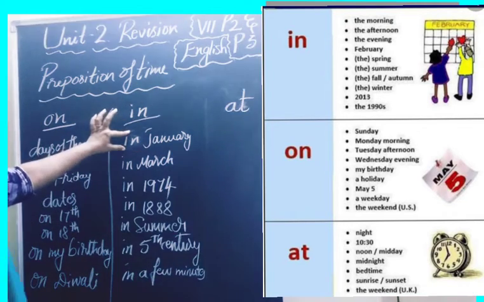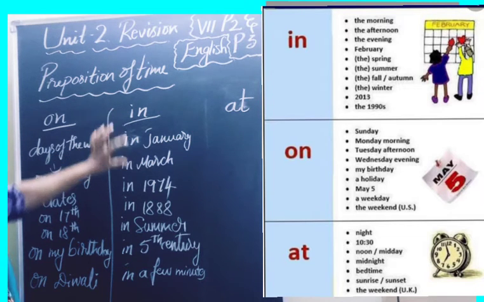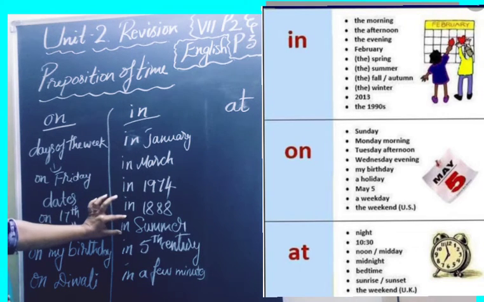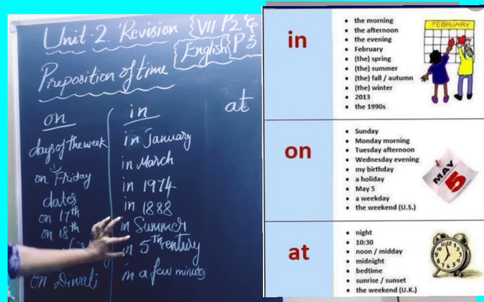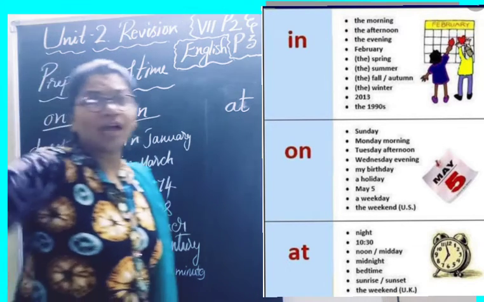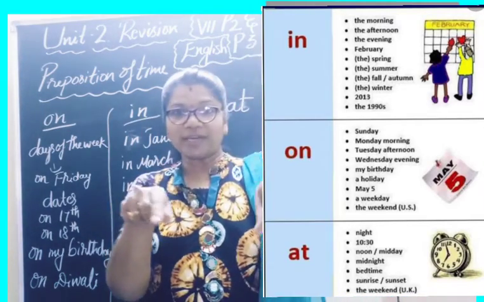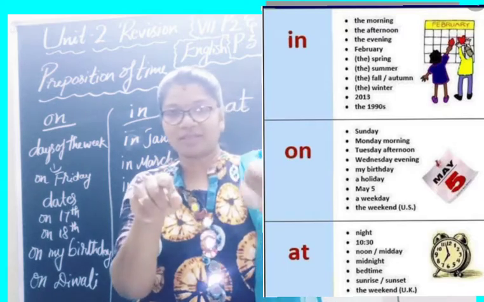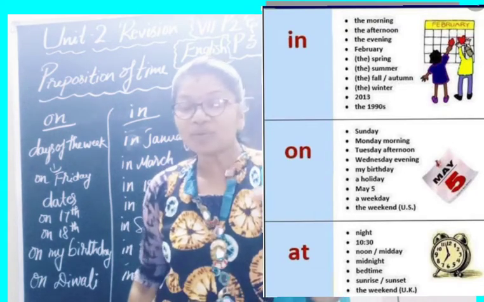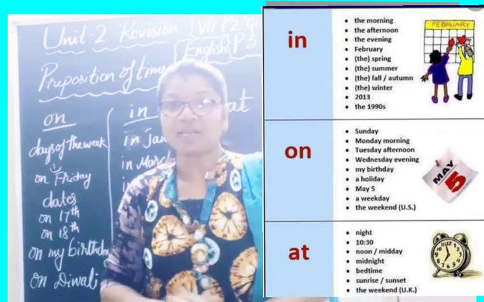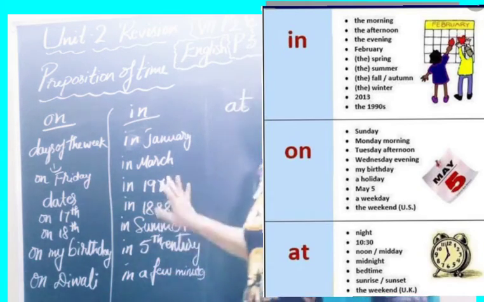Before the month, in January, in March. Before the year, in. Before the season's name, in. Before the centuries, in. Before the length of time, in. We have many. In the end, you are going to get the flashcards on the screen. You can go through it again. Many examples I have given of when to use "on" and "in".